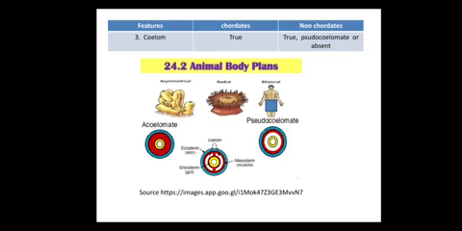An acoelomate organism has no body cavity at all. In a true coelomate, the coelom is of mesodermal origin, or the origin is mesoderm. And in a pseudocoelomate, the body cavity is fluid filled, that's why we call it a pseudocoelomate.